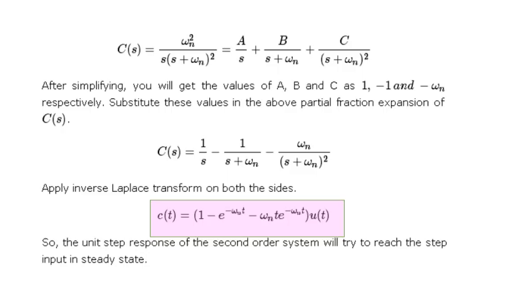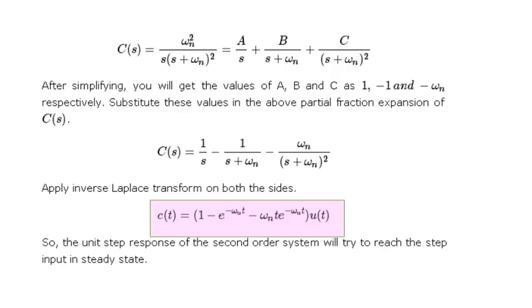For the partial fraction method, you can split this into three terms. One is A by s, the second one is B divided by s plus omega n, and the third term is C divided by (s plus omega n) whole square. I find out the values of A, B and C by substituting various values for s. So I get A equal to 1, B equal to minus 1 and C equal to minus omega n.